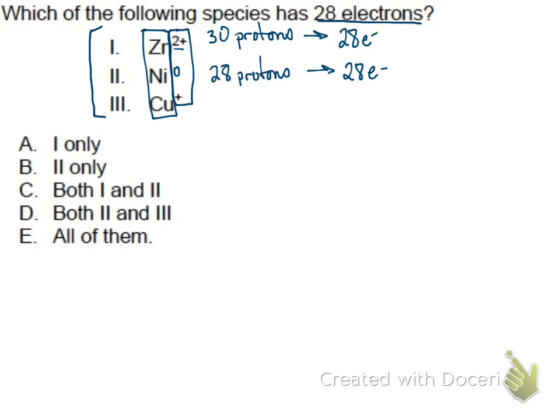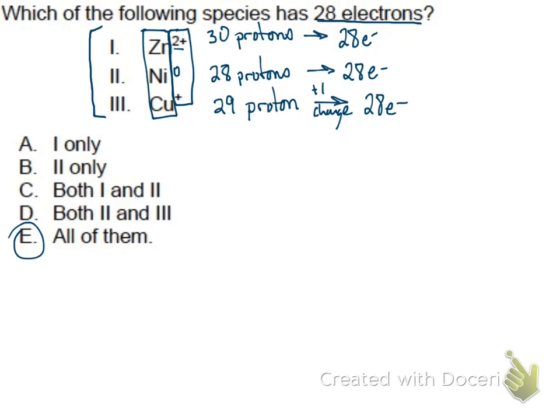Then we have copper. Copper is element number 29, which means that there are 29 protons. It has a +1 charge, which means that it's missing 1 electron compared to the number of protons. Again, this means that there are 28 electrons. So when we look at our answer choices, we see that all of these have 28 electrons, and the answer is E.